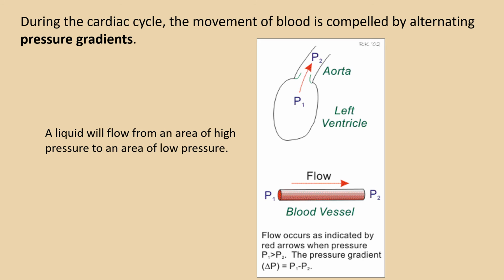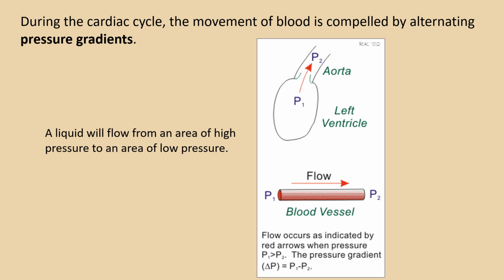So pressure gradients. A pressure gradient occurs when there's an area of high pressure and it's connected to an area of low pressure. And as we briefly spoke of in the respiratory system during lab, air will flow from an area of high pressure to an area of low pressure.